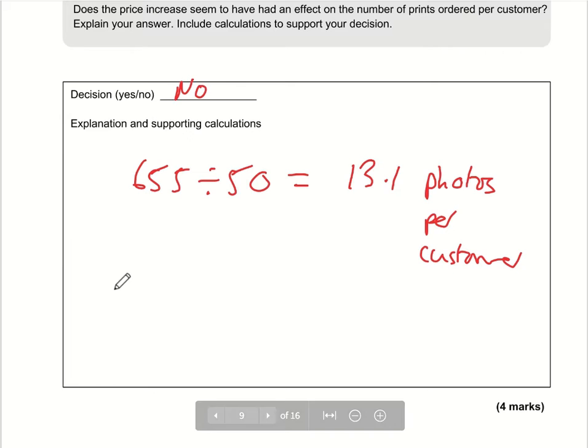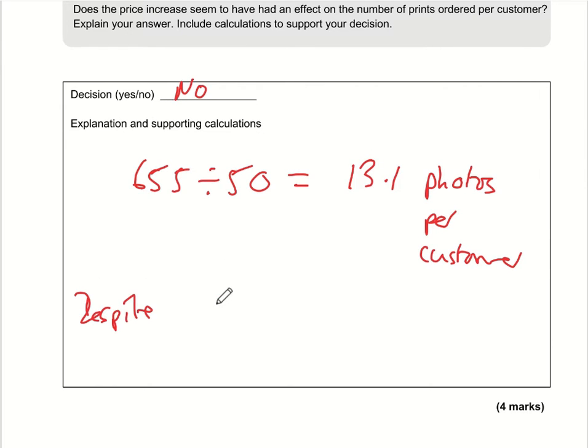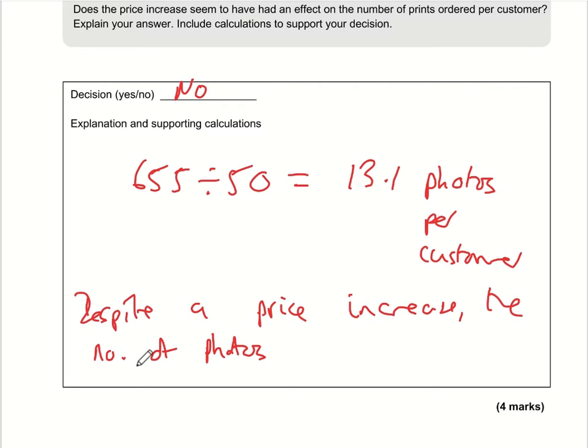So I would put in an explanation: despite a price increase, the number of customers, or the number of photos ordered, or probably the mean number of photos ordered, has not gone down.